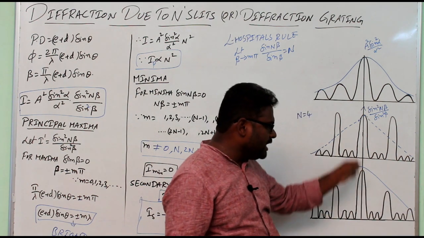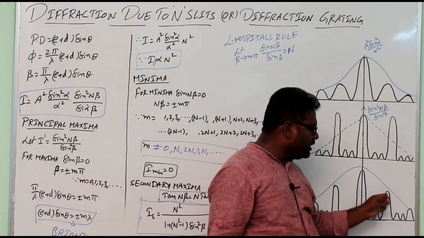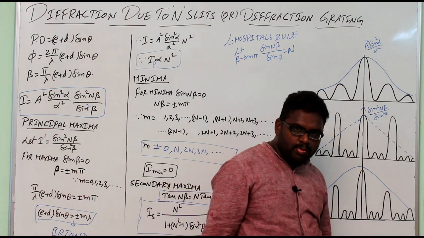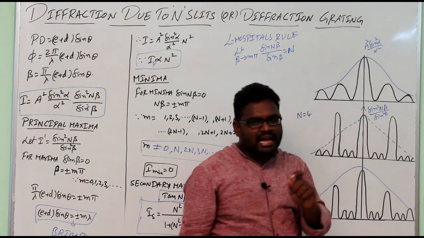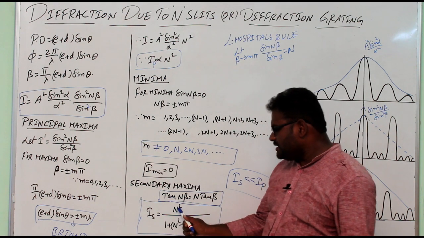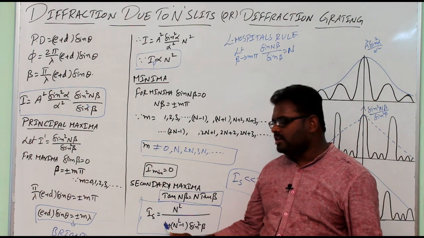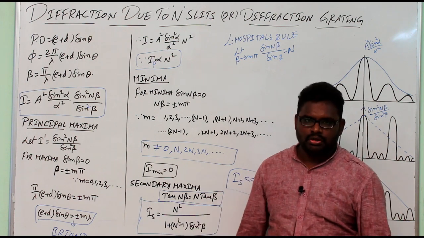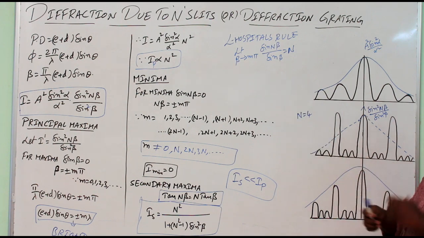Only at the center can you have maximum intensity. If you keep on going, the principal maxima's intensity will keep on decreasing. There is no question of getting secondary maxima, because as the value of n square is increasing, the intensity of secondary maxima will automatically vanish. So that's why you can't get secondary maxima when the value of n is in the 10,000s or 30,000s.